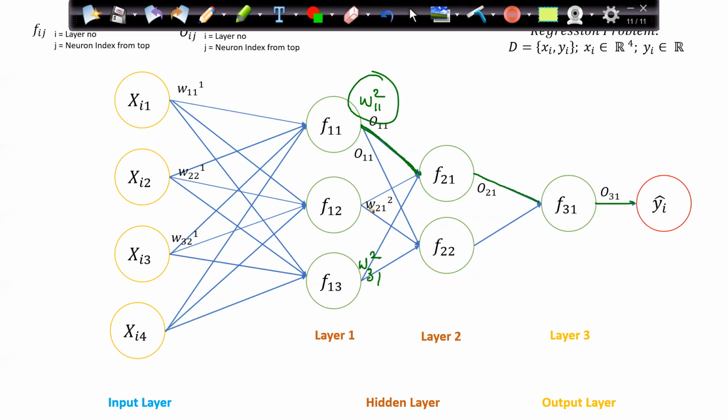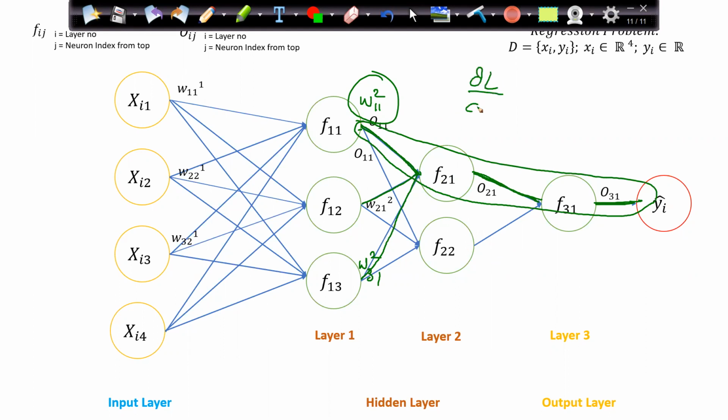In the same way, this weight W211 is impacting this weight and this weight. And same way, W311, this weight is impacting O21 and O31. So basically, this is the flow. Now, how to proceed? Let's talk about first of all this flow.